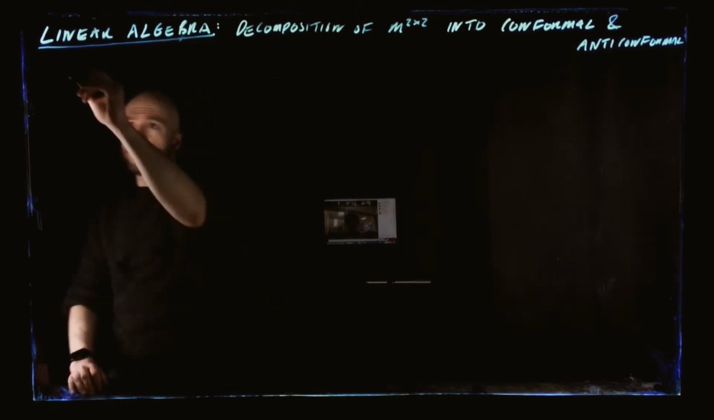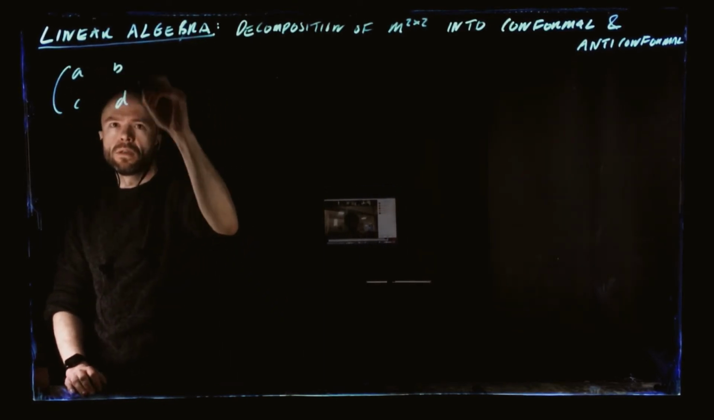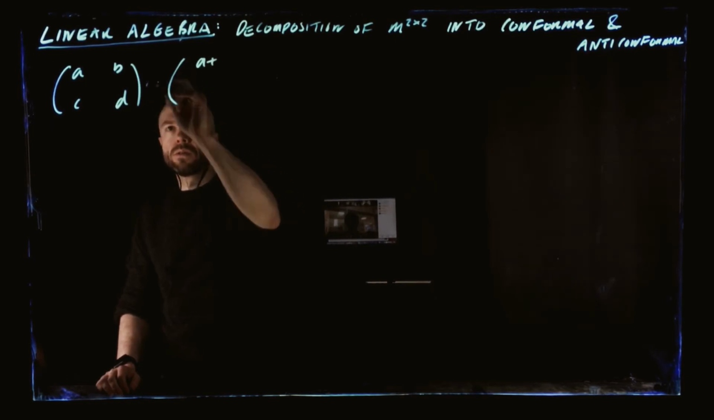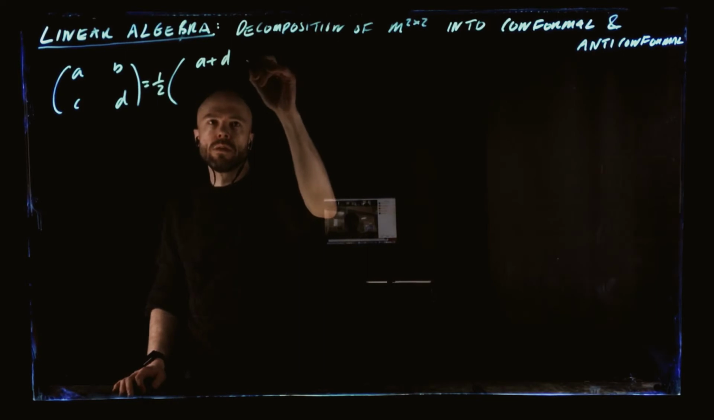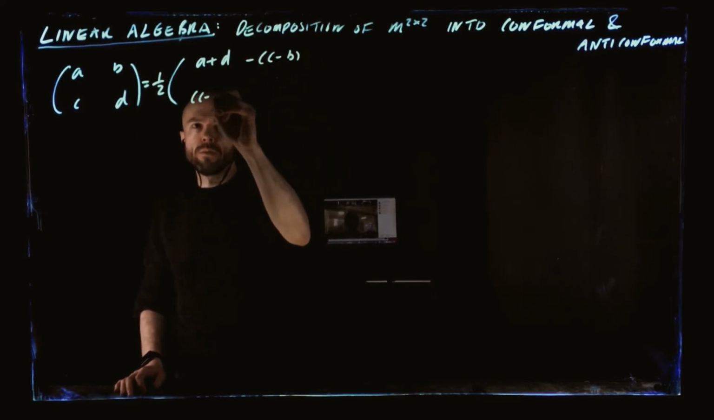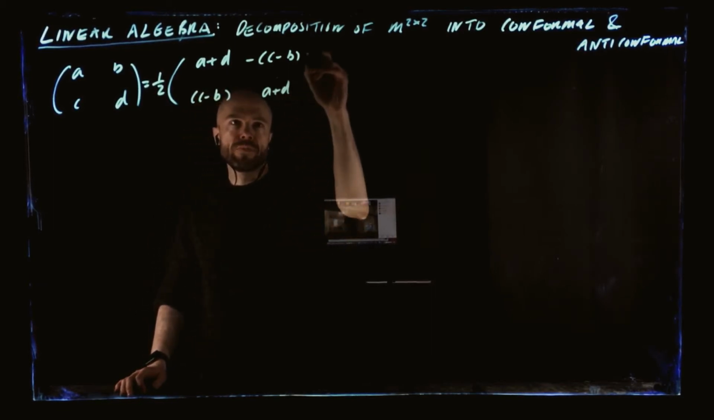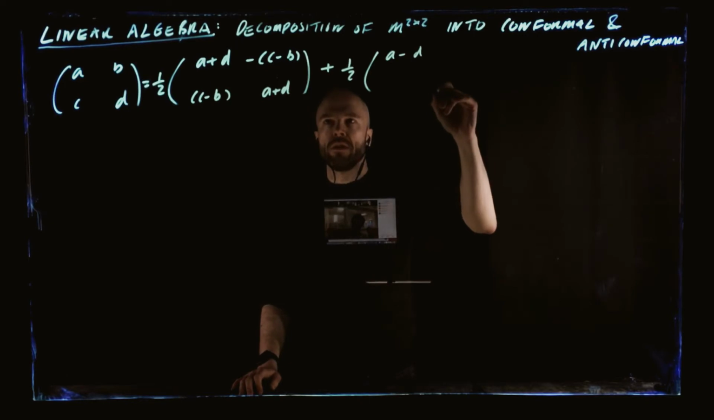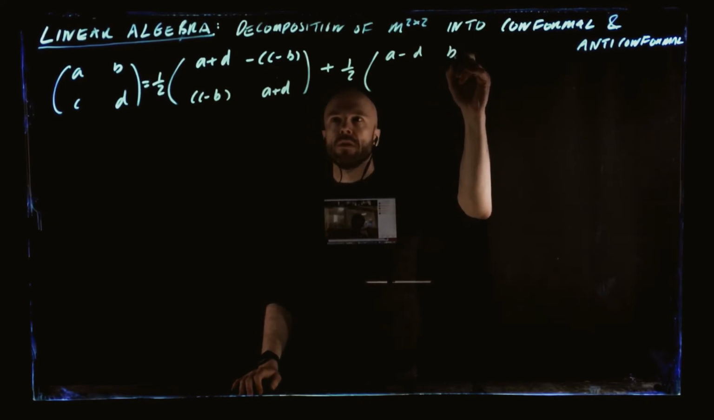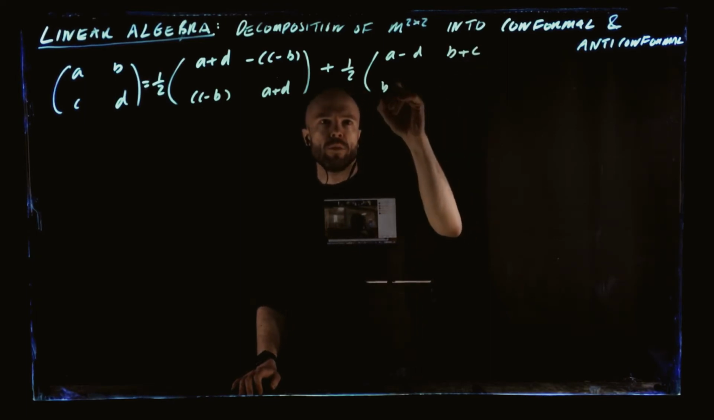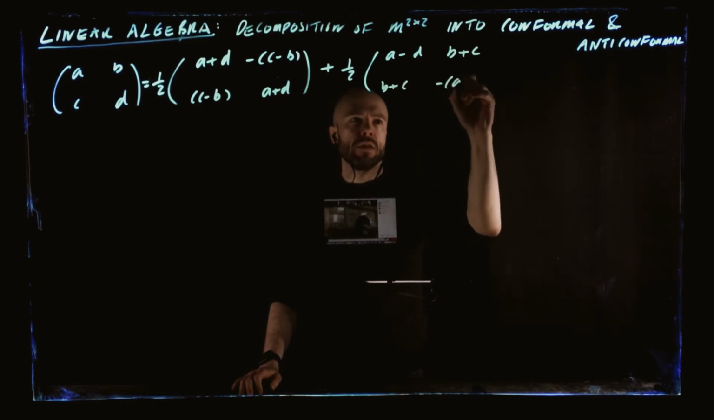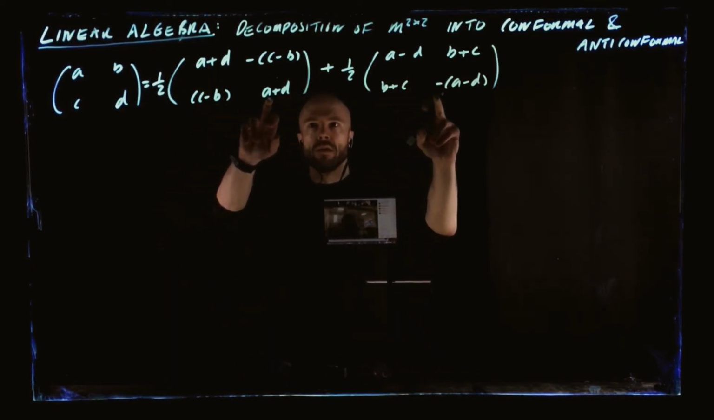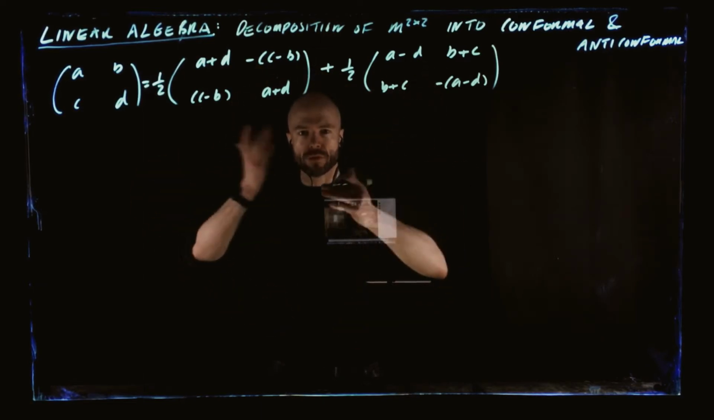Okay, so how does this go? If we take a matrix A, B, C, D, we can write it as 1/2 times the matrix A plus D, minus C minus B, C minus B, A plus D. This is a conformal matrix, plus this thing: A minus D, B plus C, B plus C, and then minus A minus D. Right, so if you look at this, then we get back everything that we want. This is a true thing.